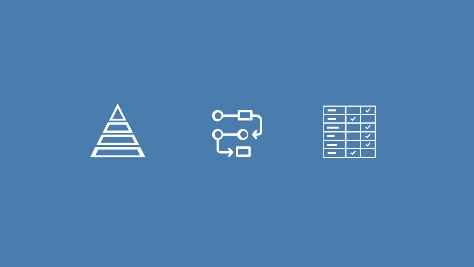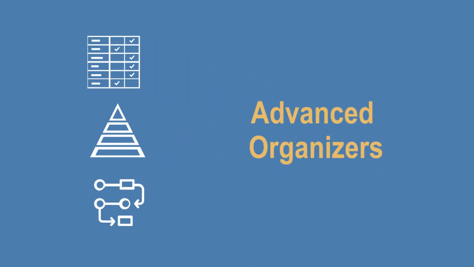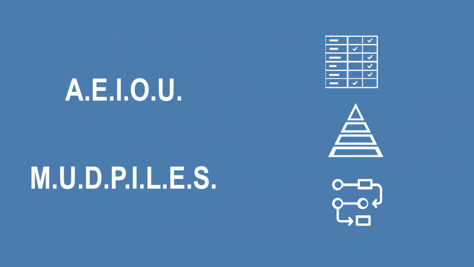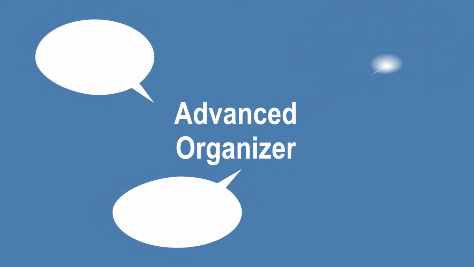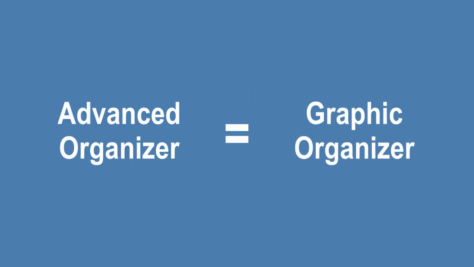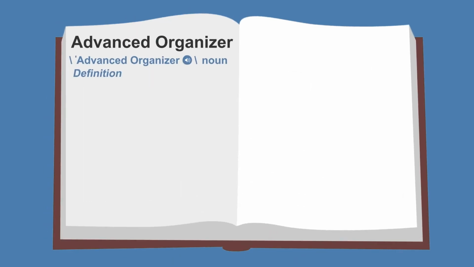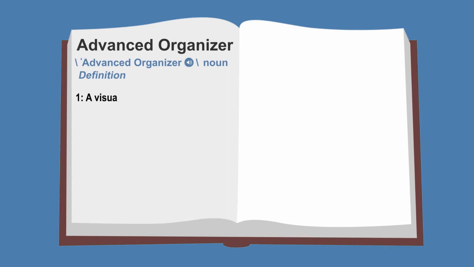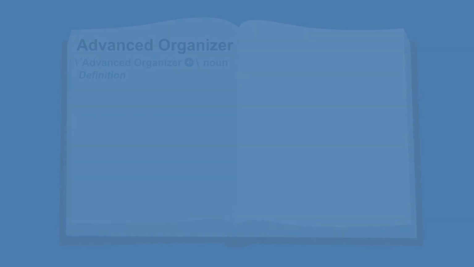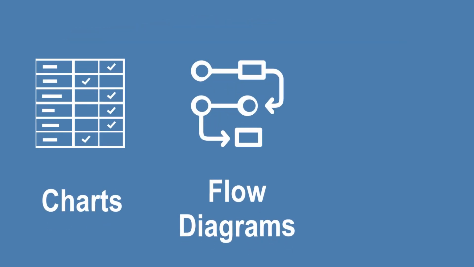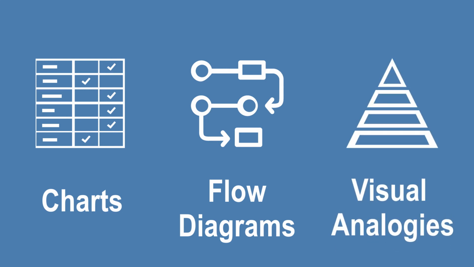We'll review two types of mental frameworks: advanced organizers, which are visual frameworks, and mnemonics, which do not rely on visuals. The term advanced organizer carries a few different definitions in education and is sometimes used interchangeably with graphic organizer. For our purposes, we will use the term advanced organizer to mean a visual schematic that enhances understanding and relatability of complex topics. Three types of advanced organizers are charts, flow diagrams and algorithms, and visual analogies.